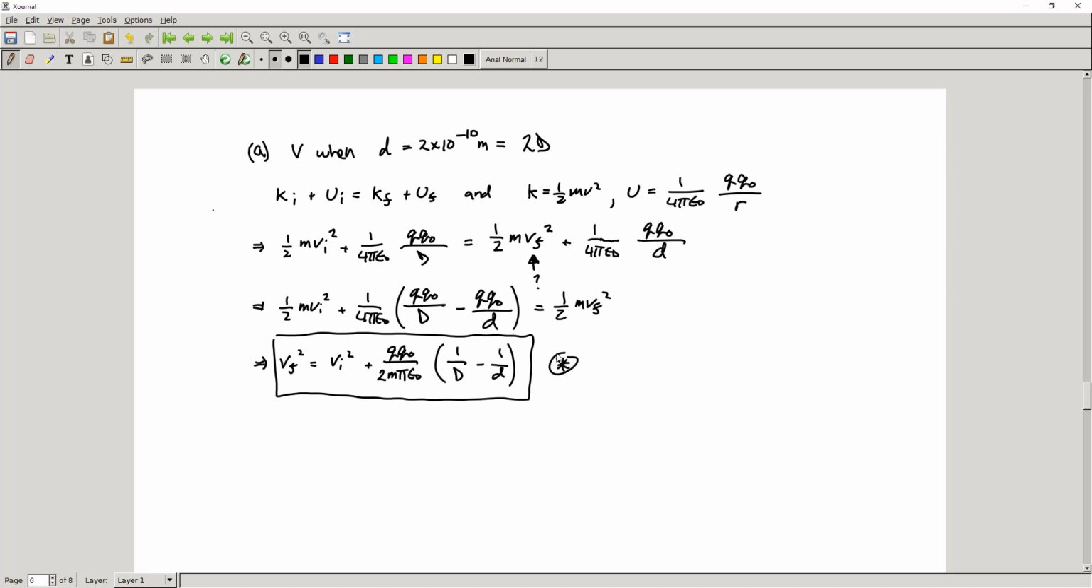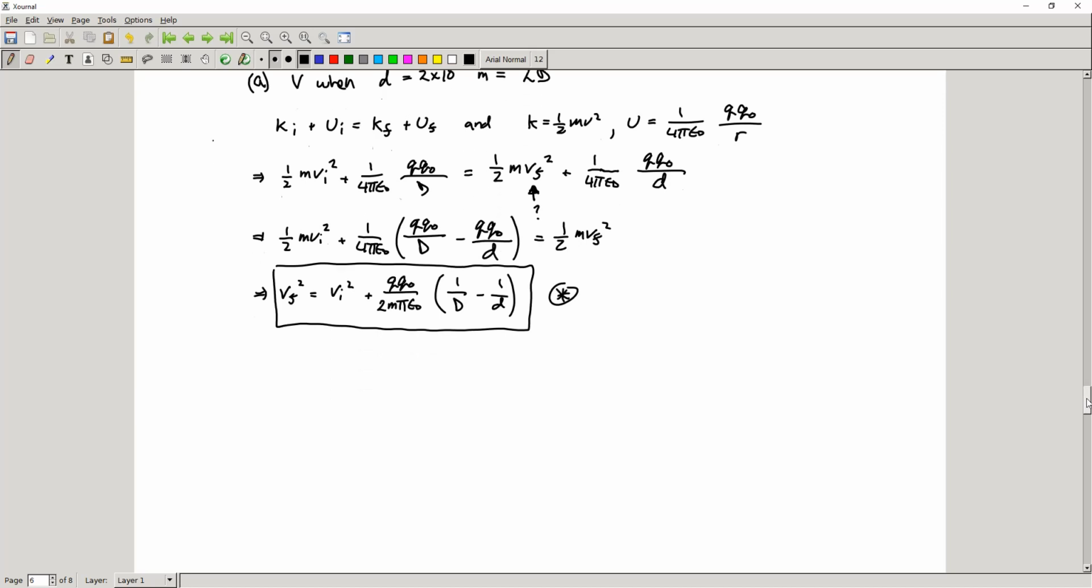and this star equation we're going to use to solve parts A, B, and C. This is kind of why it's nicer to keep it in terms of variables, so you don't have to do all those steps with all those numbers every time. Very straightforward this way.